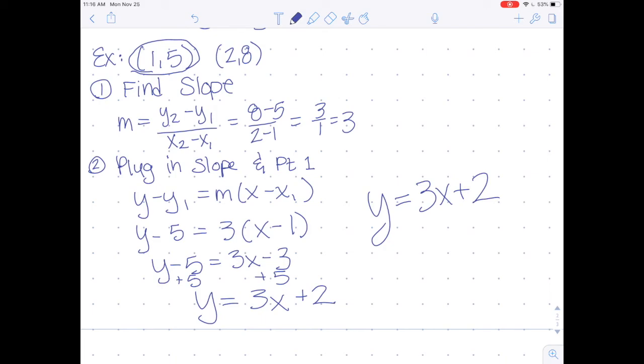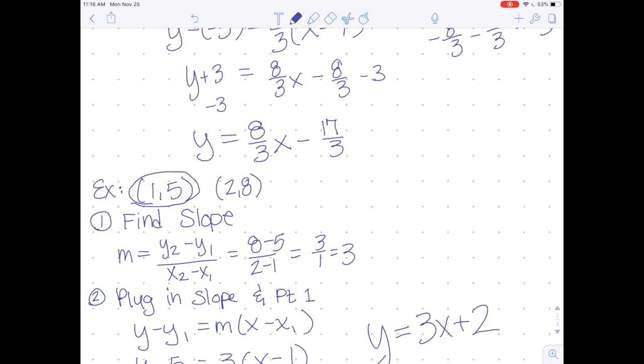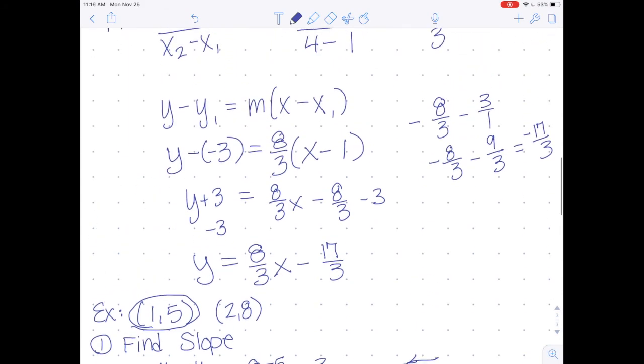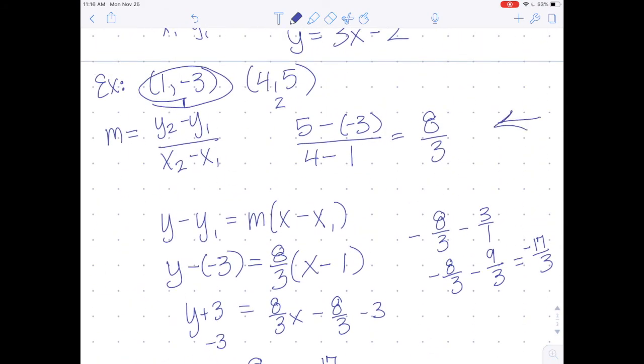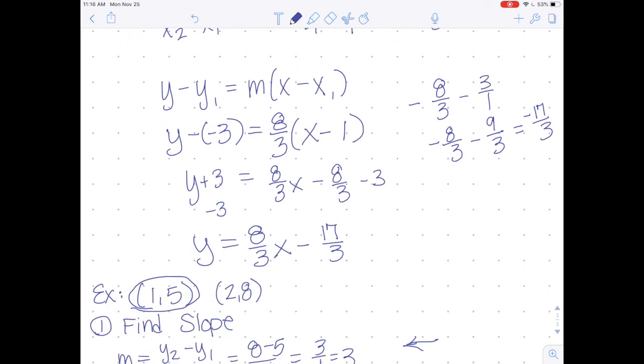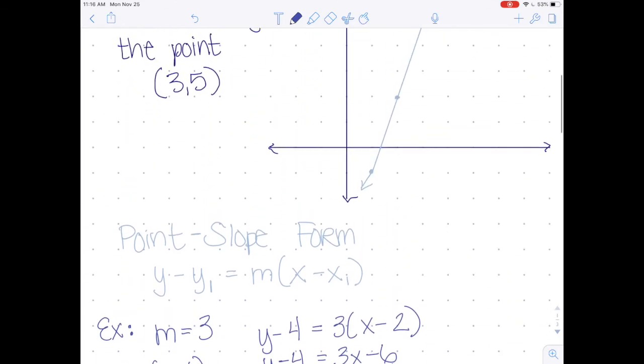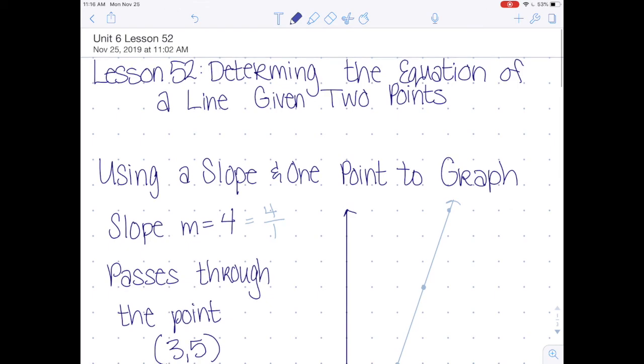The first thing you should do is always find the slope, like we did up here. We did it first in both of these examples. Find the slope. Then plug the slope and 1 point into the point slope form like we did right here. And notice how I've written down the formula every time I've done this. I think that'll help you a lot when you're trying to solve these problems.